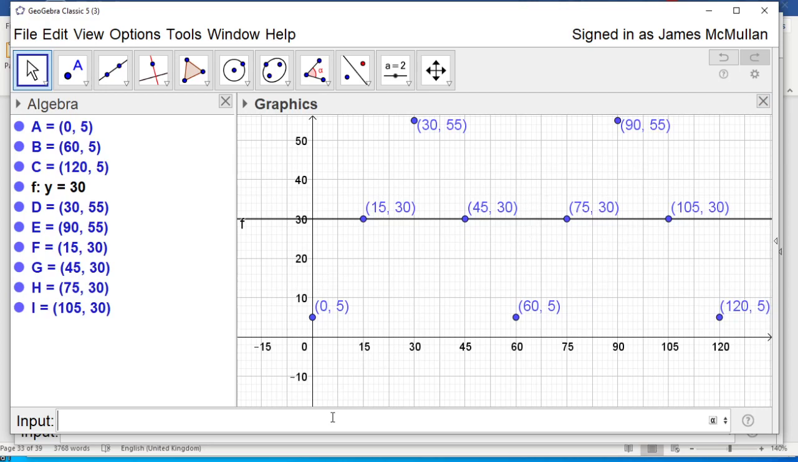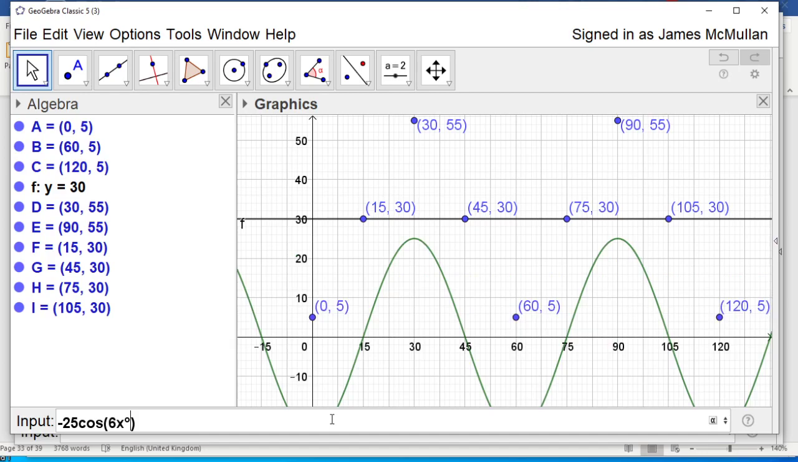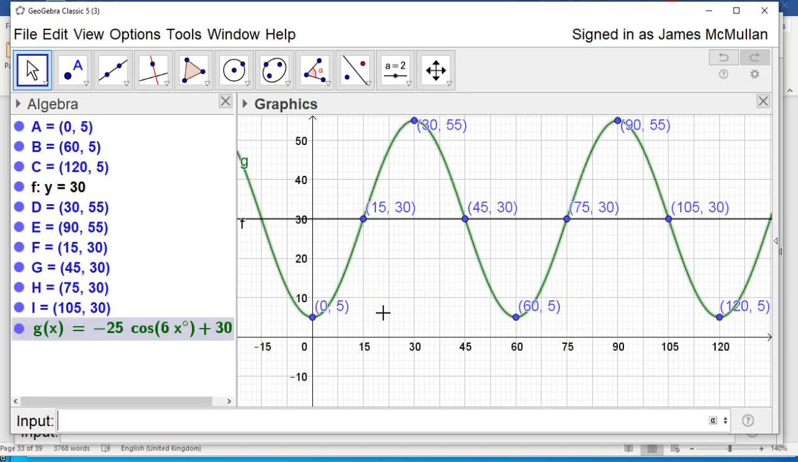Then what you do is you draw negative 25 cos 6x degrees plus 30, and it perfectly goes through everything we said it would. And that's how you graph this. Start with what you know. I know he has to be at the bottom. 60 seconds later, he has to be at the bottom again. 60 seconds later, he has to be at the bottom again.